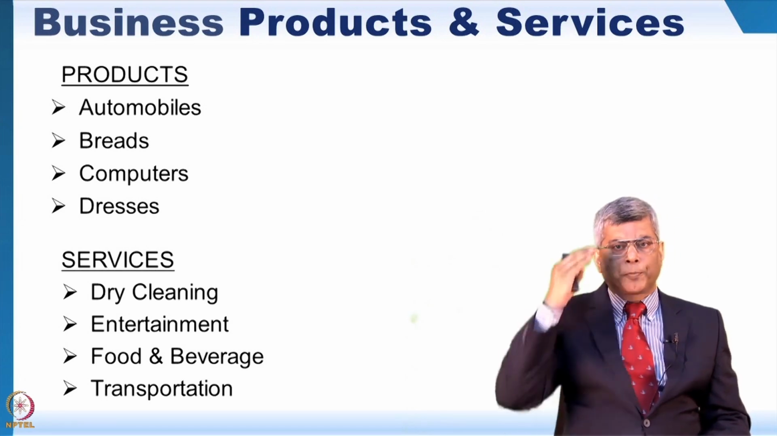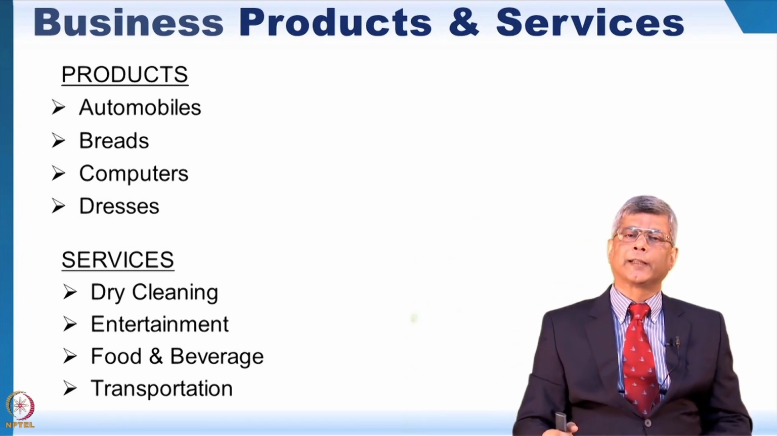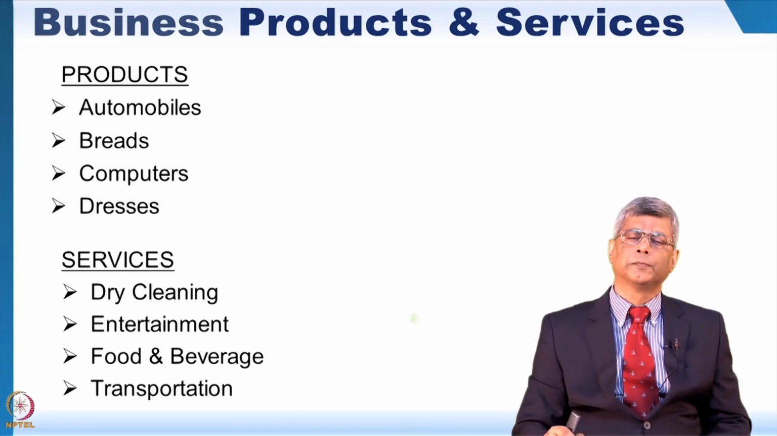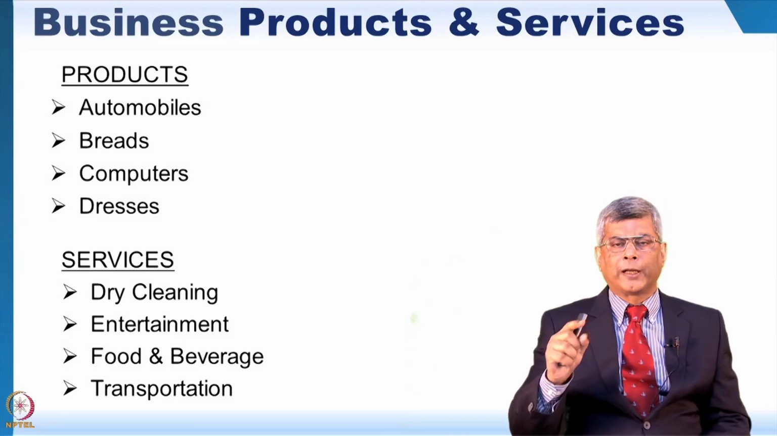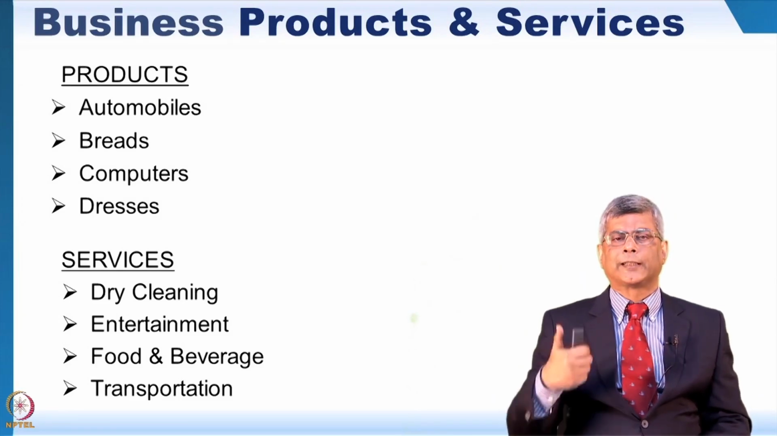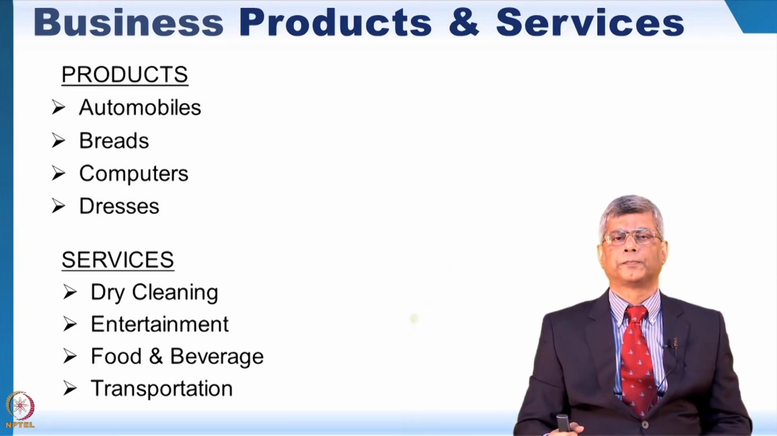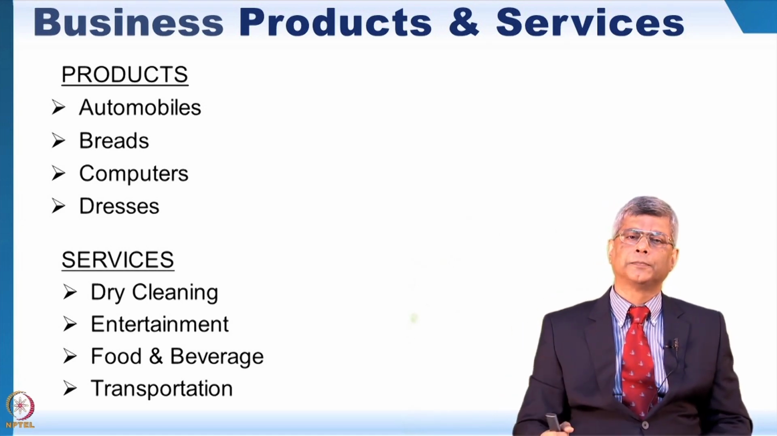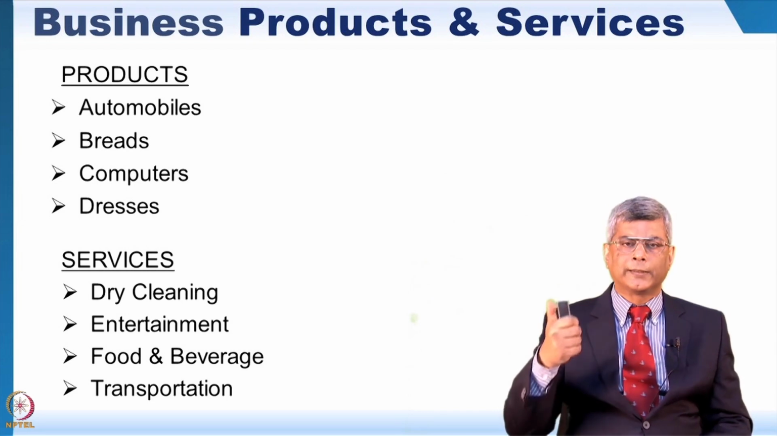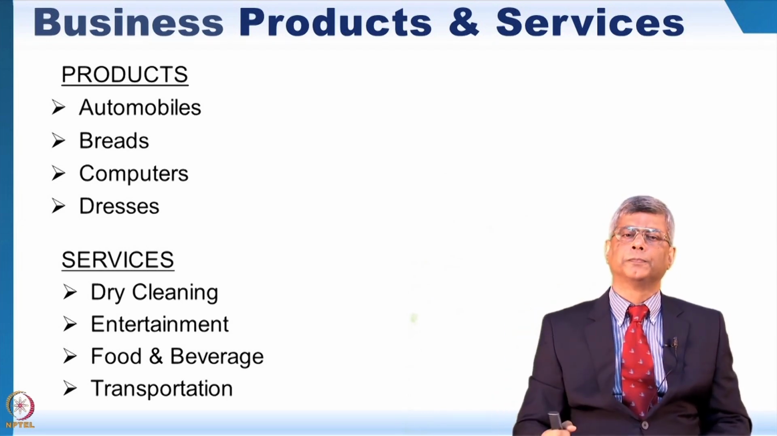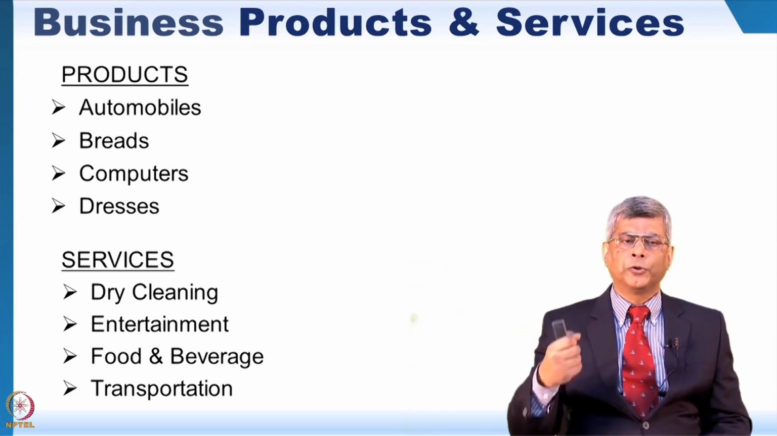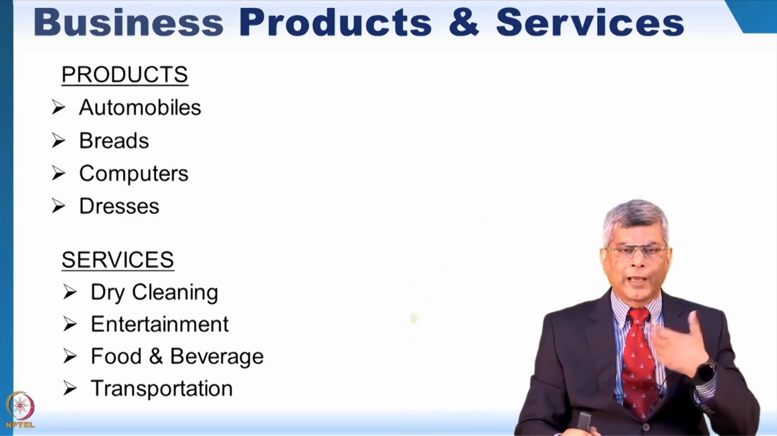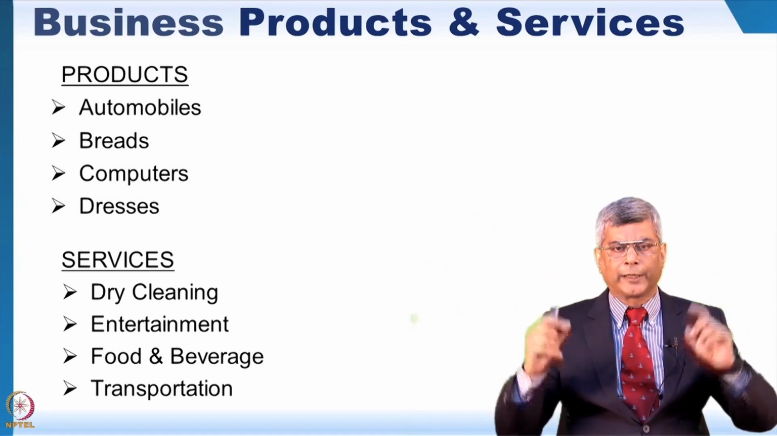So let's think about the products and services a business can offer. So if you had a business, you could offer products such as a car, such as bread or biscuits, such as a computer or a phone. Or you could offer dresses and fashion articles. And these are all products.